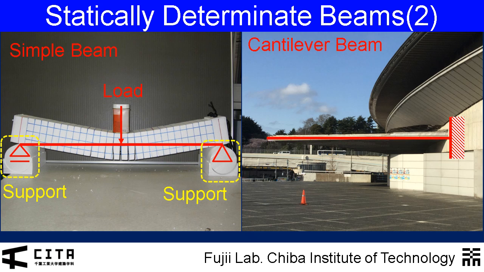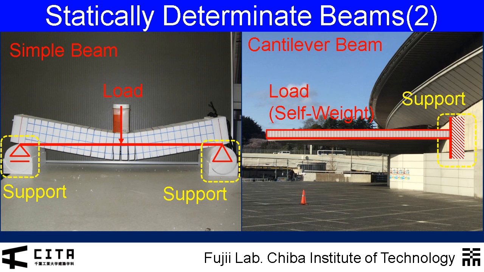This is an eave that extends outward from a building. It is an example of a cantilever beam. The point on the right where the beam is fixed to the building serves as a support. The self-weight of the eave produces a downward load on this beam.